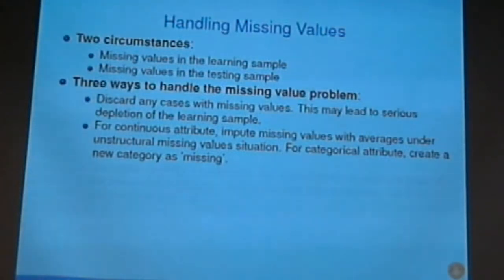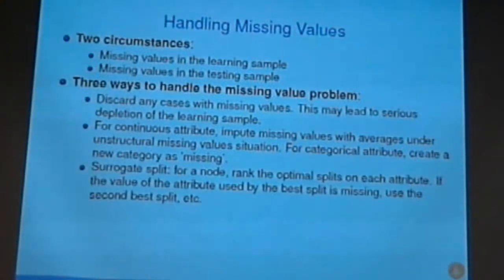For a categorical attribute, simply treat the missing value as a new category. So that's a way to do it. And the third answer is to use a surrogate split, and this is what is adopted by rpart. I mentioned this already, right? Each node ranks the optimal splits on each attribute for that node.